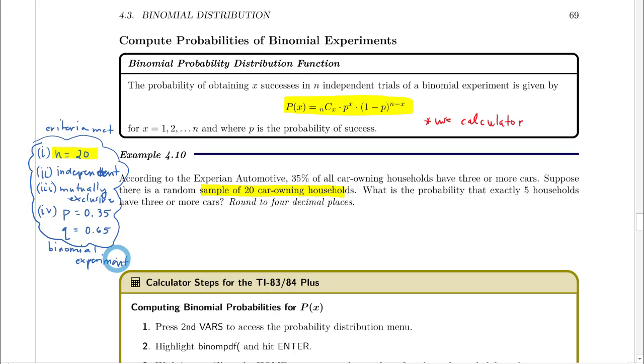Most of the time we'll tell you, but as you move on to research methods courses or higher statistics courses, you'll have to mentally evaluate and see if the criteria are met. All right, so let's go ahead and answer the question. It says, what is the probability that exactly 5 households? Well, that means that the random variable is the event of success, so households own 3 or more cars. And we want to see the probability of when the event is exactly 5.